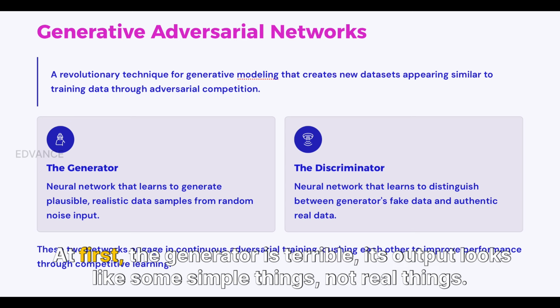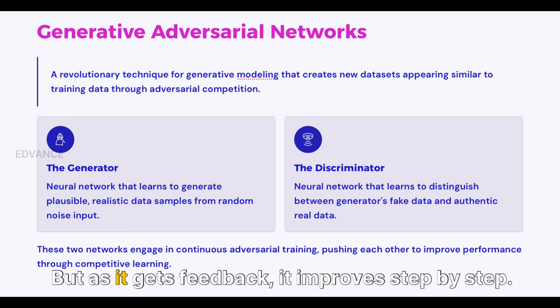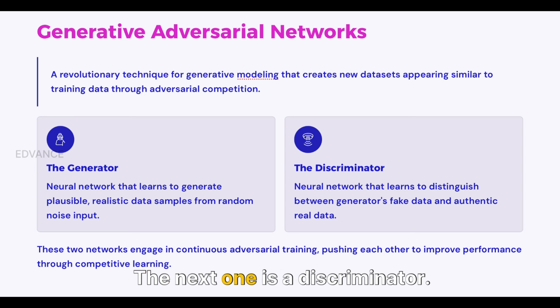At first, the generator is terrible. Its output looks like some simple things, not real things. But as it gets feedback, it improves step by step. The next one is the discriminator.